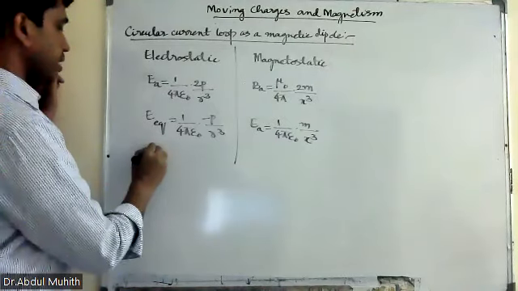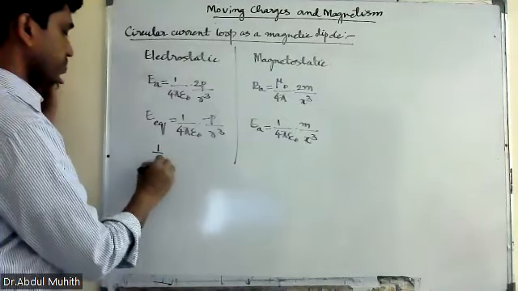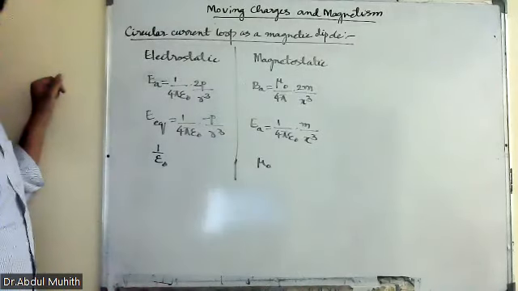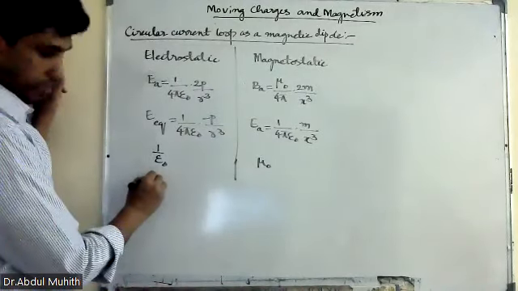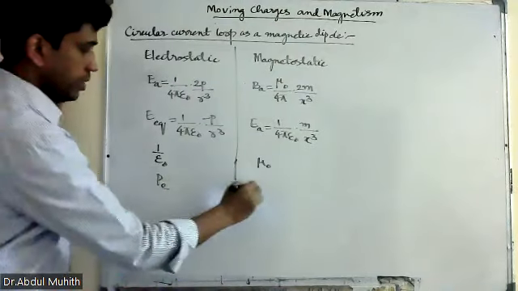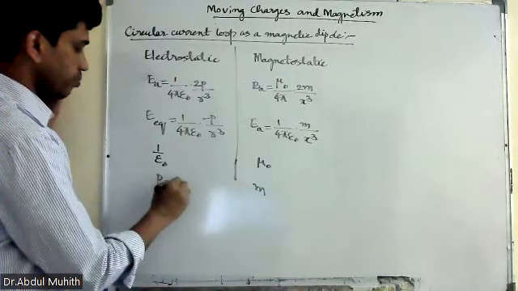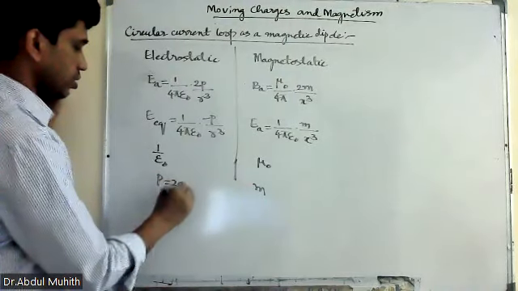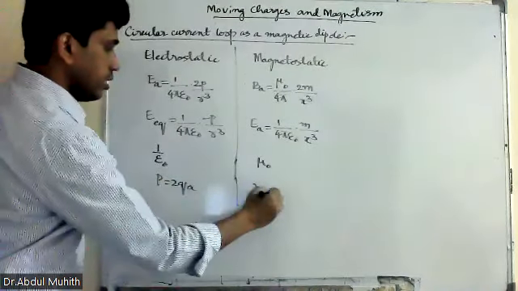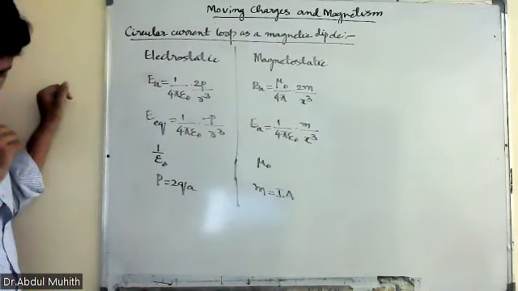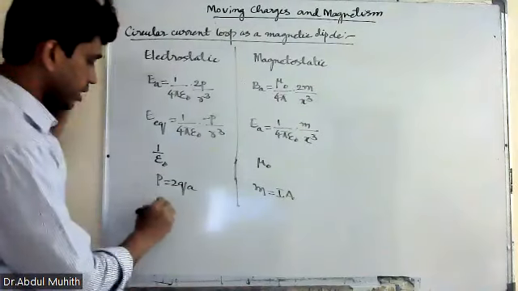Now here we are writing 1 by epsilon 0. Here we are writing mu 0. So here it will be m, here it will be p, here it will be m. That is, p is equal to what? 2 q a. And here m is equal to what? I into A, current into area. Here it is electric field, capital E.